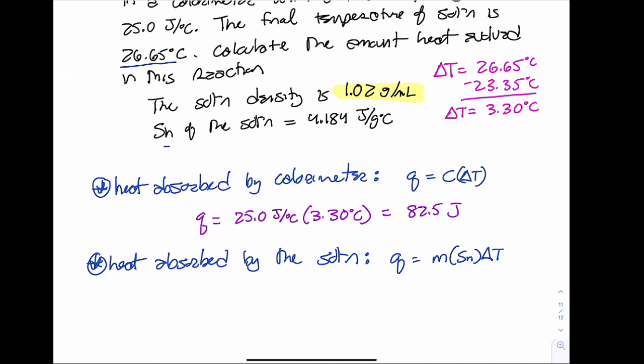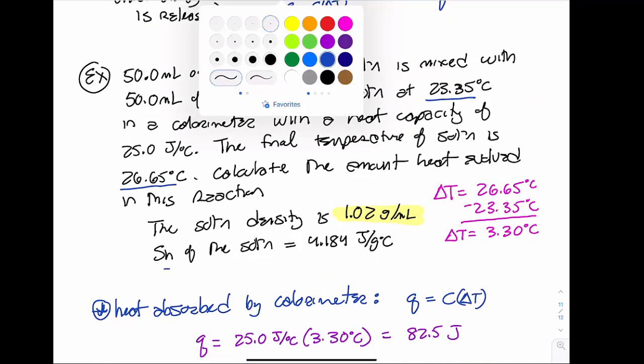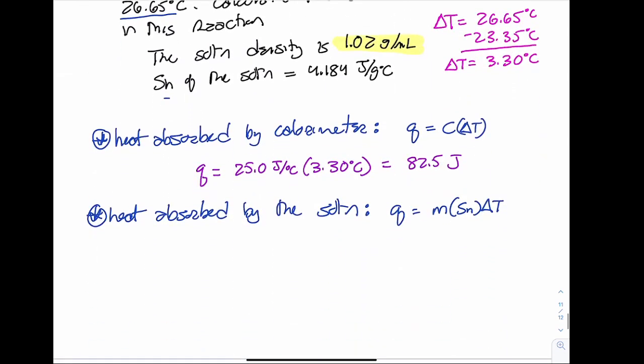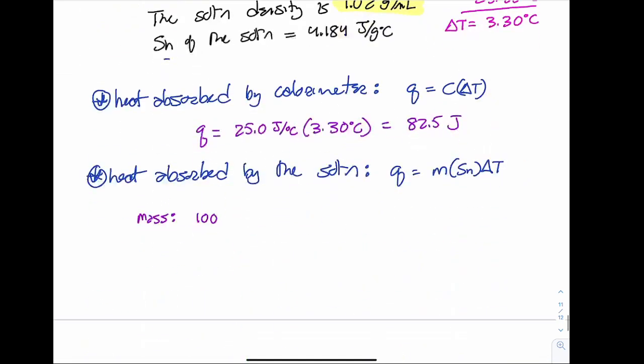And then I do have to remember that I'm mixing these, so if I go back up, I have to use my total volume. I'm taking 50 milliliters of one and mixing it with 50 milliliters of the other, so my total volume at this point is 100 milliliters. To get my mass, I take my total volume, 100.0 milliliters, and multiply that by my density, which is 1.02 grams per milliliter. Milliliters cancel, and I'm left with 102 grams of solution. So that's the mass that I plug into that equation.